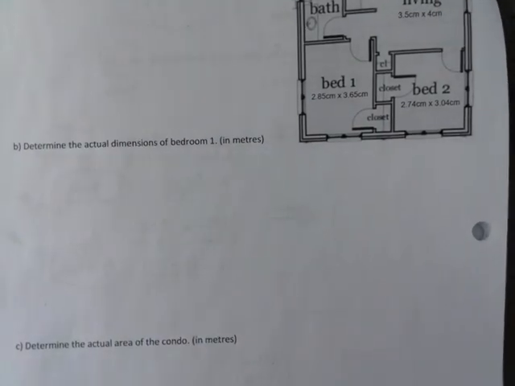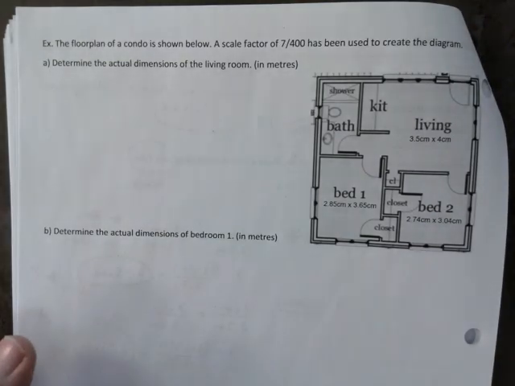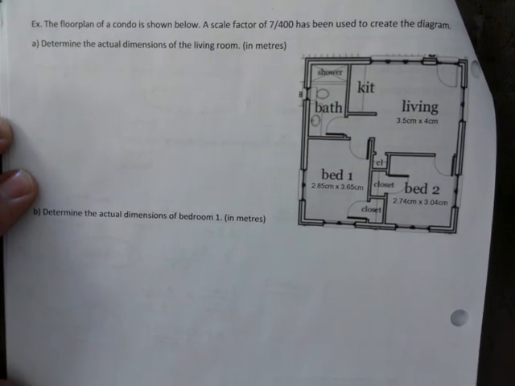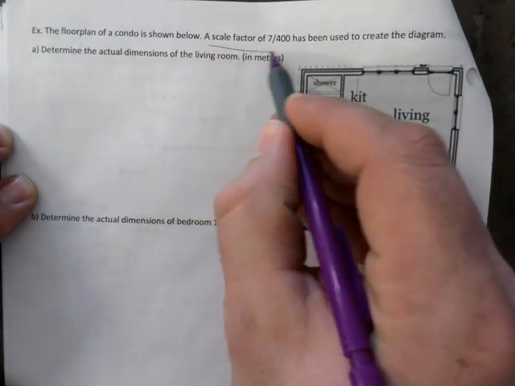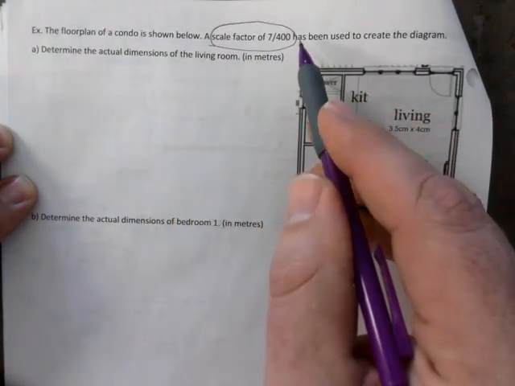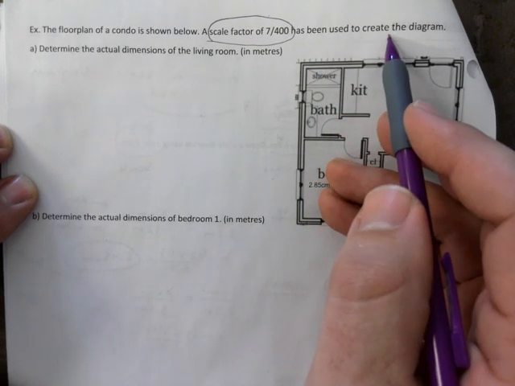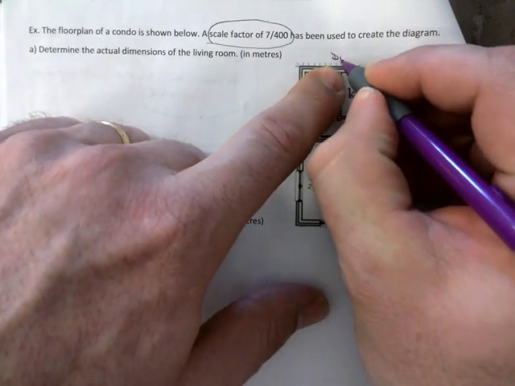All right, here we go. I hope you tried this already, but I'm just going to go over it and maybe just quickly do a check, right? So the condo is shown below, and there's a scale factor of 7 over 400. That's exactly how we want it, no units, and it has been used to create the diagram. So this is your diagram right here.